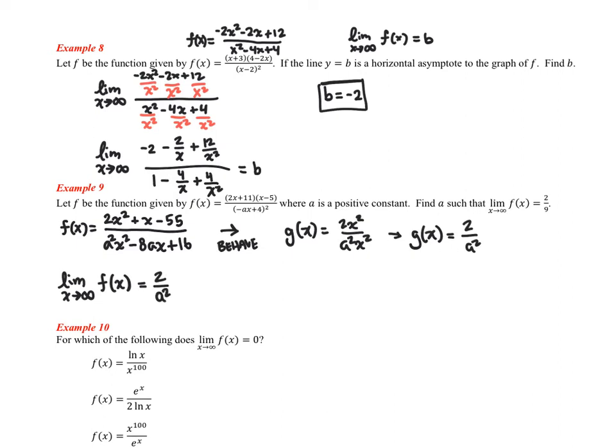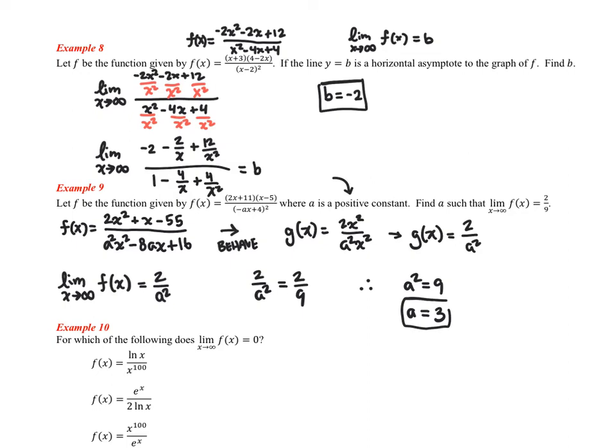Now, I know that I want the limit as x approaches infinity of f of x to equal 2 over 9. So if I want that to equal 2 over 9, then 2 over a squared will equal 2 over 9. Therefore, a squared should equal 9. Now, don't make the mistake of saying that a will equal plus or minus 3. A only equals 3 because we're told that a is a positive constant.